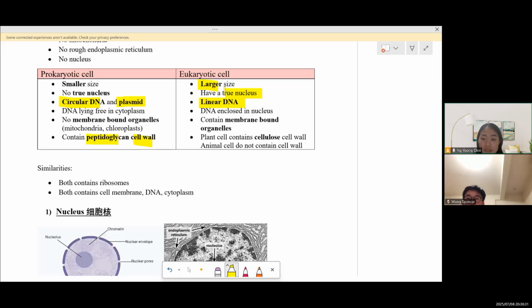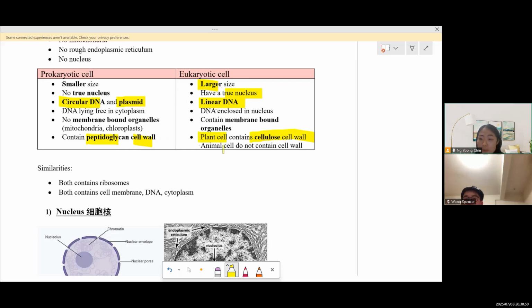In the eukaryotic cell, okay, the plant cell has a cell wall made of cellulose. Cellulose means what? 纤维, okay. In Mandarin, it's called 纤维, cellulose. It's found in all vegetables.